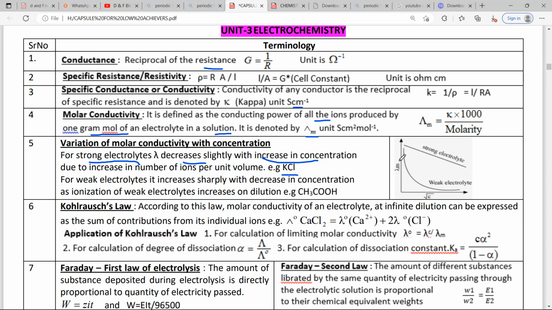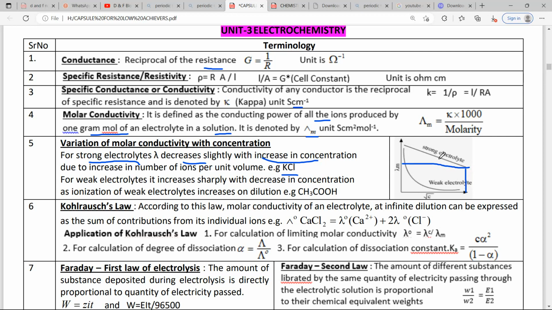Look at the diagram here. This is the concentration side. This is the conductivity side. In the case of strong electrolyte, what happens when the concentration increases? This is the highest concentration. When the concentration increases, what happens to the conductivity? It falls down. The conductivity decreases as the concentration increases.